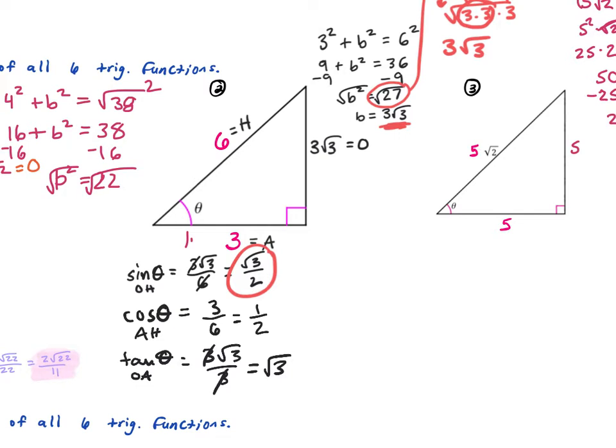Okay, next we have the reciprocals of all of them. So cosecant. Cosecant, we flip sine, so it's hypotenuse over opposite. So 6 over 3 square root 3. Or if you just wanted to flip this, you could too. We'd get the same answer. So it'd be 2 times square root of 3 over 3. So this would be 2 square root 3 over 3. Perfect.